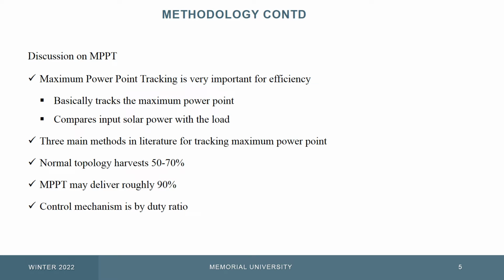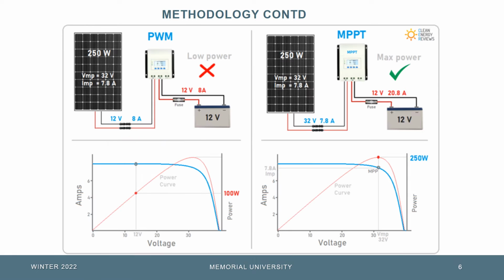Like we can see on the slide, MPPT is important for efficiency. There are three main methods in literature, but I won't be getting into that because of time. The normal charge controllers we have, the best you can get from them is about 70%, but MPPT can deliver even up to 90%. The control mechanism for MPPT is by the duty ratio. Underpinning the previous slide, we can see the comparison between the PWM converter and the MPPT converter.